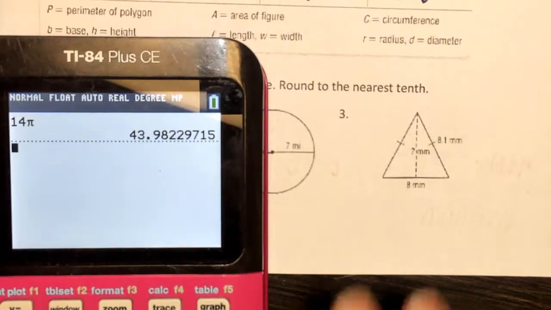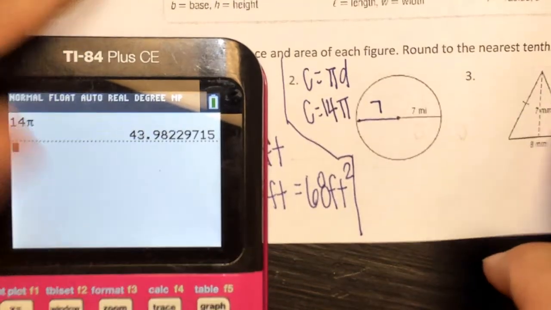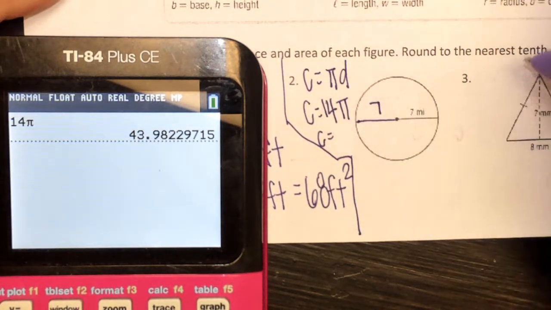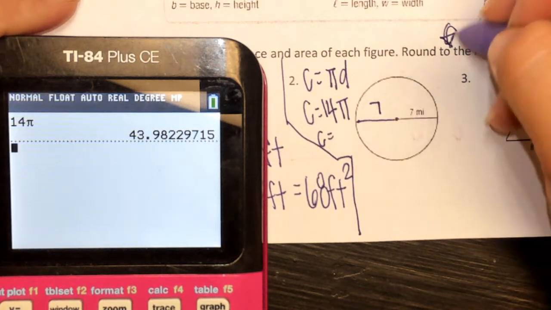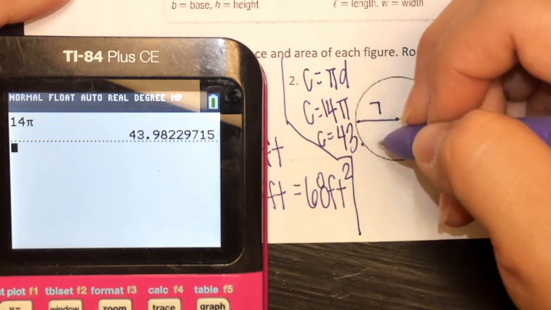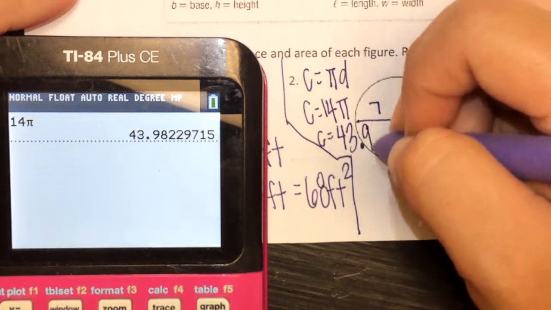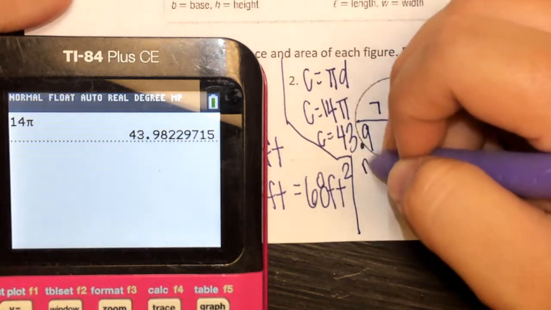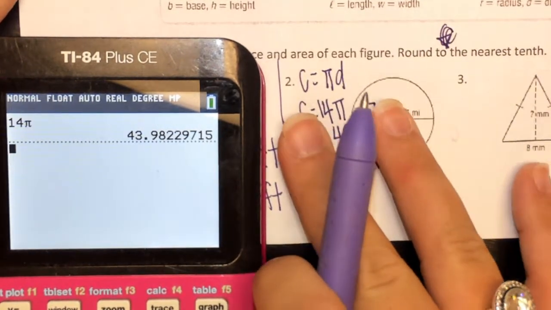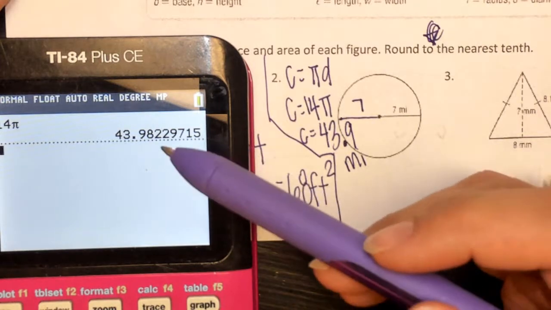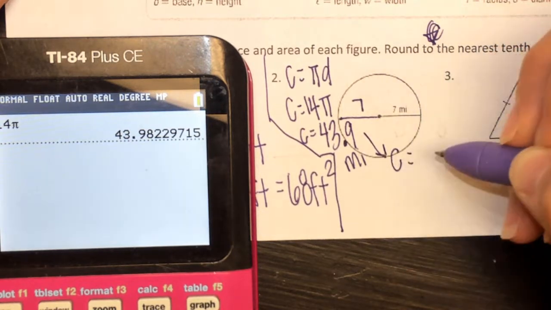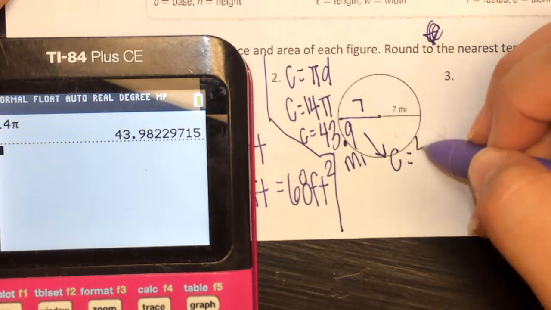And then let's round it to the nearest tenth. That's what the directions say. 43.9 what? Miles. Well, it says to the nearest tenth, so I'm just following directions. Oh, yeah, you're right. I'm sorry. 43.9 rounds up, so 44.